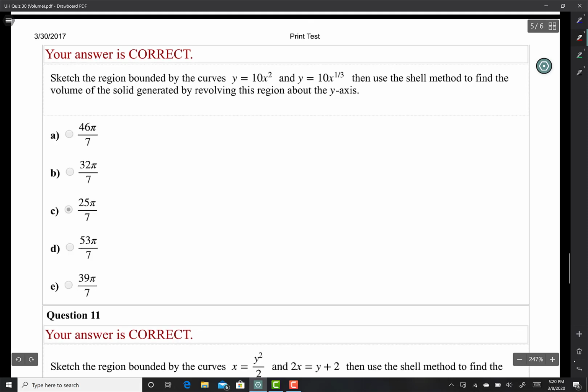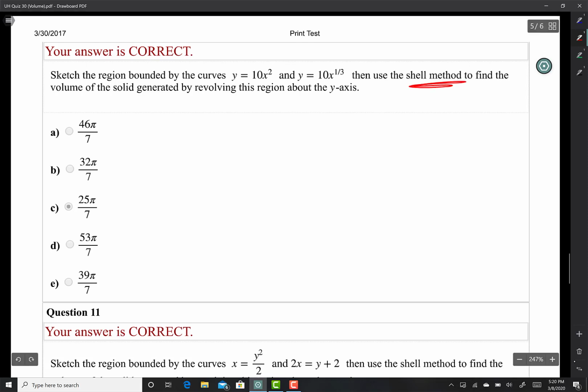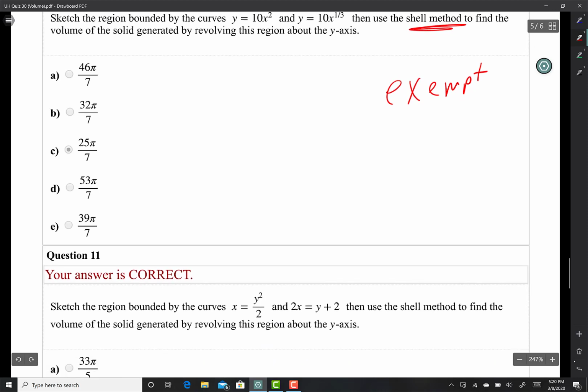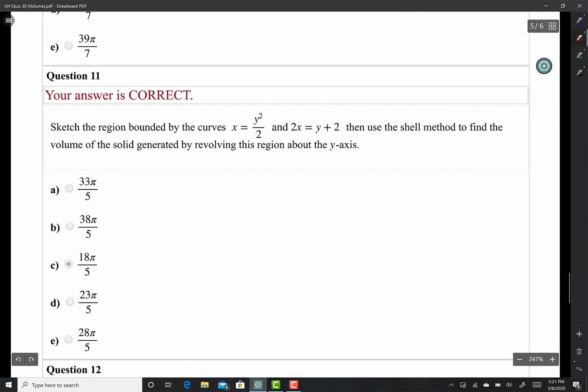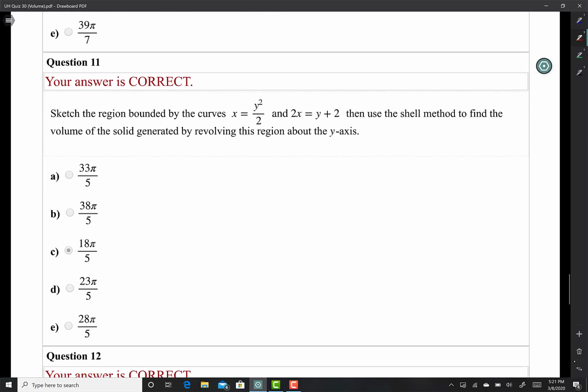Alright. Sketch the regions bounded by the curves 10x squared and 10x to the 1/3. Then use the shell method to find. Okay. If you get the shell method, we're going to exempt it. Yeah, let's exempt it for now, guys. Only if you get the shell method. Oh, here's another one that says shell method. Sketch the region bounded by the curve, then use the shell method. If you get the shell method, for now, guys, we're going to exempt it.